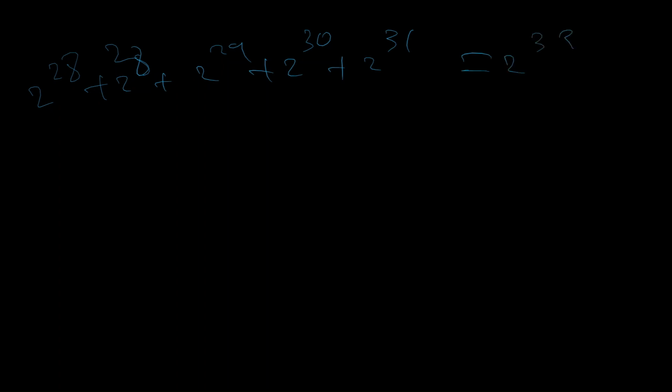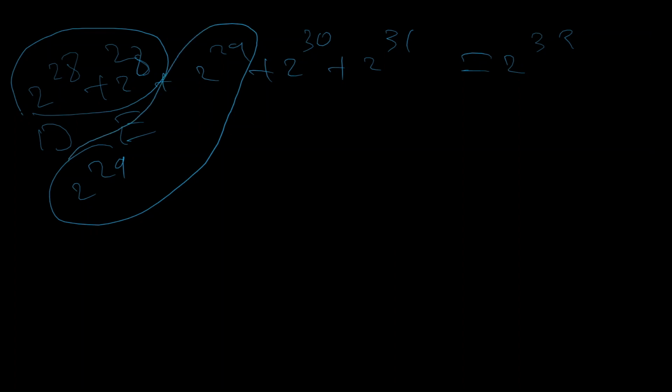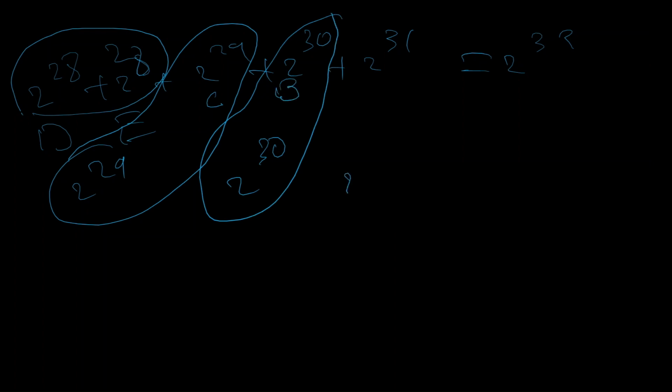So if I add all this, 2 power 28 plus 2 power 28 plus 2 power 29 plus 2 power 30 plus 2 power 31, we'll get 2 power 32. So 2 power 28 plus 2 power 28, these two correspond to E and D. If we add this, we'll get 2 power 29. And if we add this 2 power 29 with this 2 power 29, which corresponds to class C, we'll get 2 power 30. And if we add this 2 power 30 with this 2 power 30, which corresponds to class B, we'll get 2 power 31. And 2 power 31 plus class A 2 power 31 is 2 power 32.